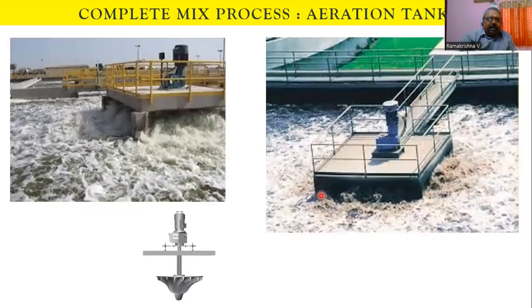You can see here, these are the tanks. These are the aerators centrally placed on the platform. All the contents are thoroughly mixed here. So now you can understand from this that it is a complete mix process. All the contents are thoroughly stirred. And this is the aerator which is normally used for rotating these contents, a surface or subsurface aerator.